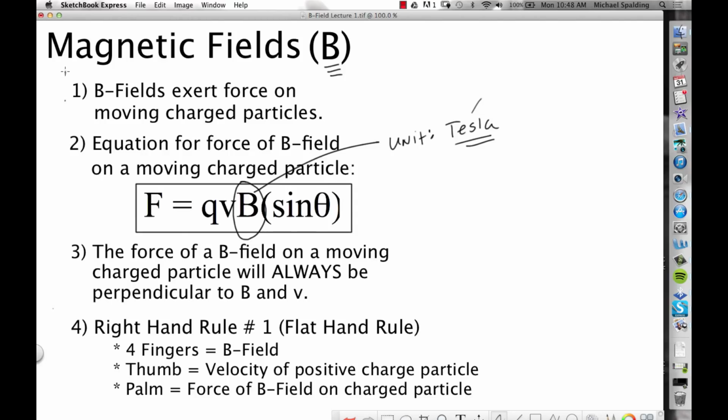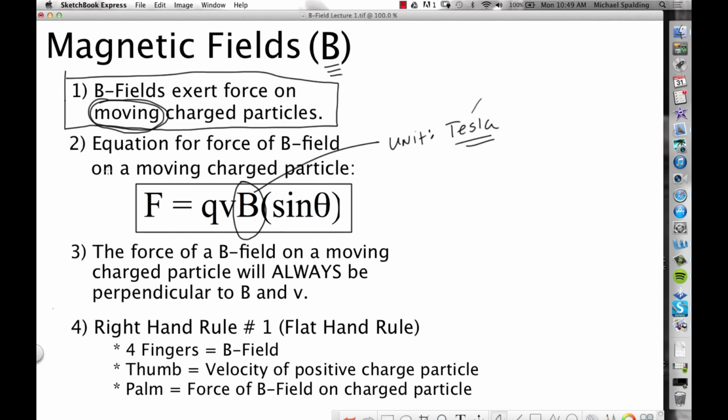Now, the first major idea, what do magnetic fields do? Well, right here. Magnetic fields exert force on moving charged particles. Hey, what else exerted force on charged particles? Electric fields. And just notice here, in order for a magnetic field to exert a force, the charge must be moving. If the charge is at rest, it's not going to get a force.